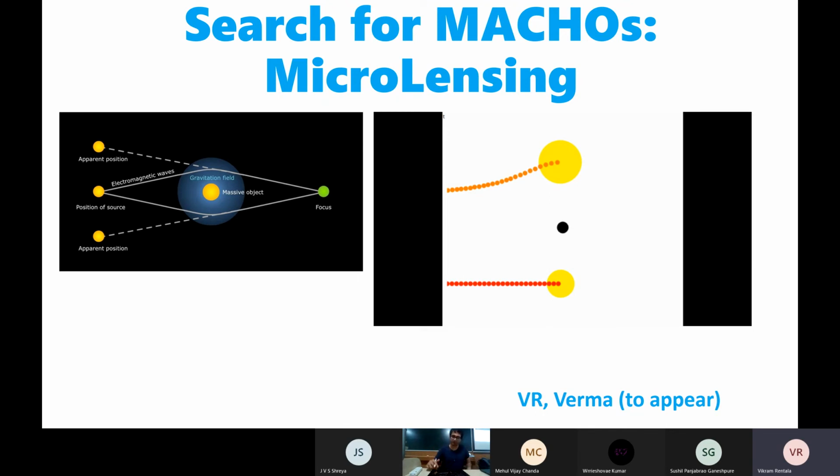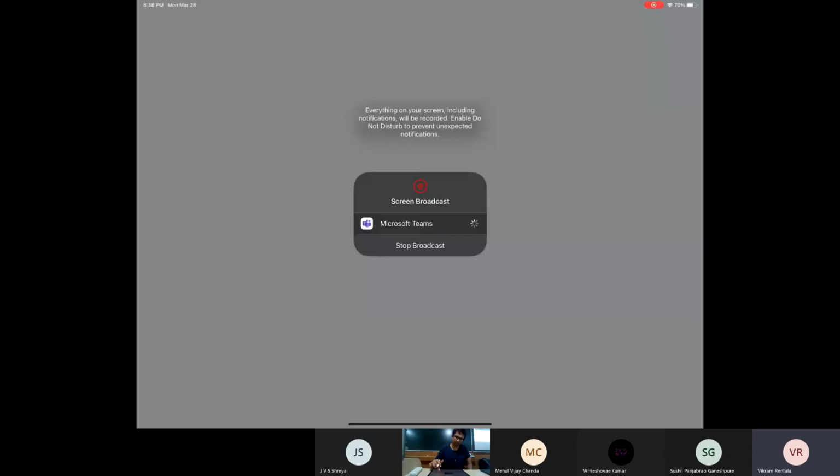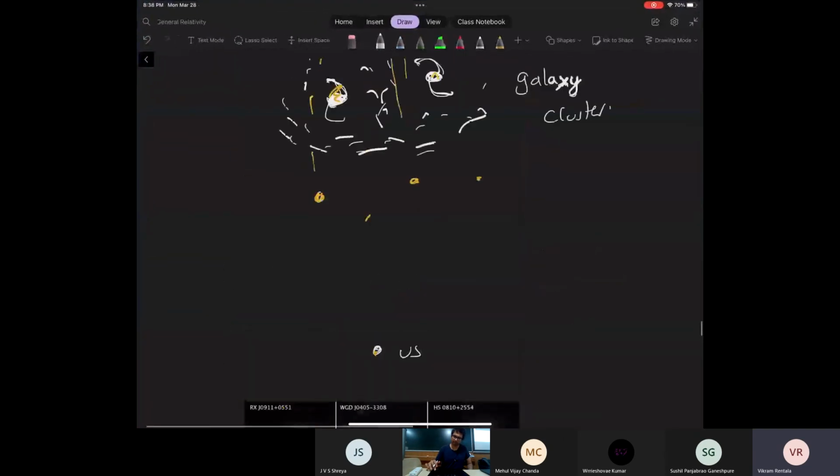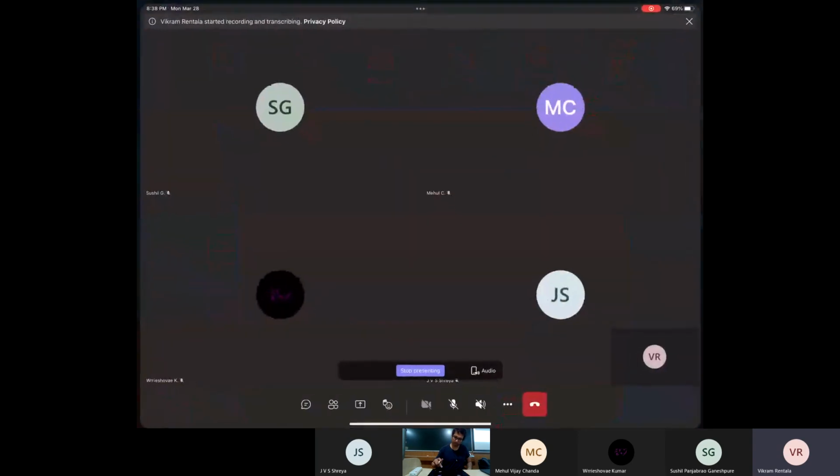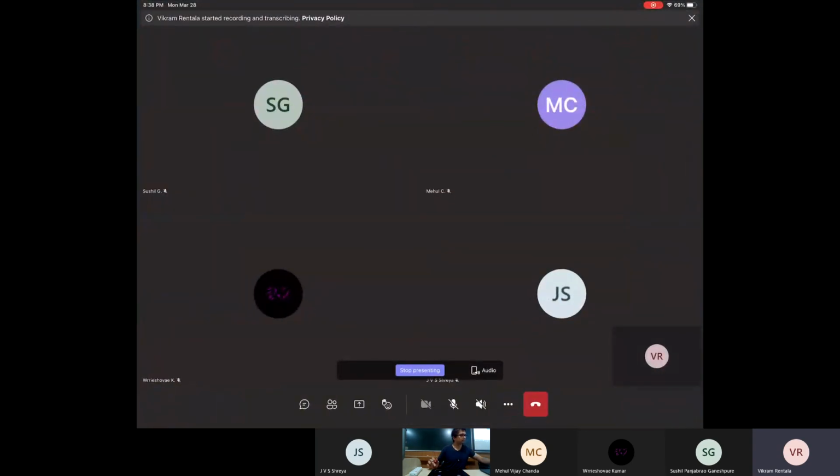Sorry, I guess I'm not showing my iPad screen. Give me a second. Here's a supermassive black hole at the center. This whole picture is of a quasar. I think it's shared on screen, but it's not visible here. Just give me a second.